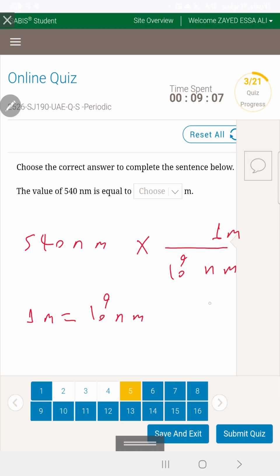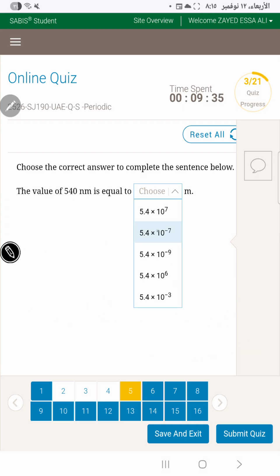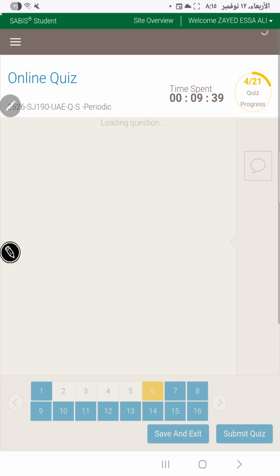So now you can write it 540 times 10th power of negative 9, because when you take this up, you change the sign. And that will be 5.40 times 10 to the power of negative 7. So now let's look at the option. So 5.4 times 10 to the power of negative 7, that's the answer. Question number 6.